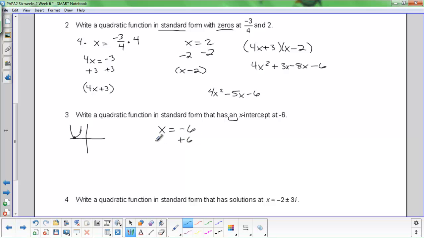Adding 6 to both sides of the equation, I get x plus 6. Remember that with a perfect square trinomial, you've got both solutions. So it's going to be the positive and negative answer, which is why we square it, and it becomes x squared plus 12x plus 36.